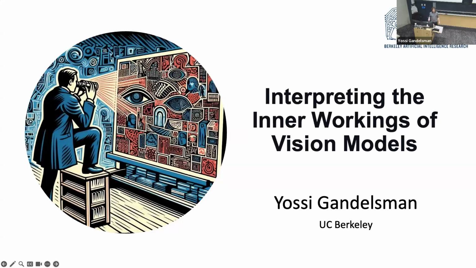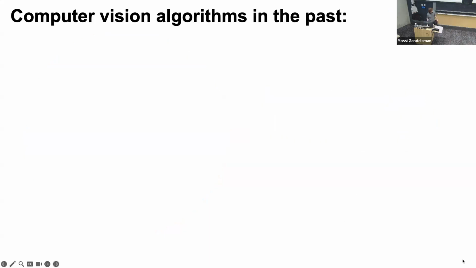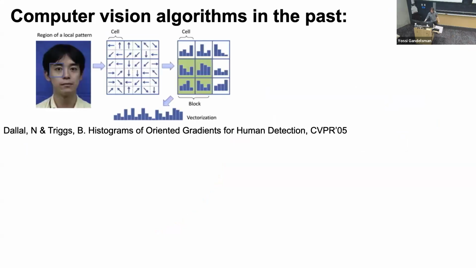I will talk about my attempts to interpret the inner workings of vision models, but I will actually start with a statement about this field of computer vision and how it looked in the past, how it looks today. If you look at typical papers and algorithms from the past, you will see these types of figures.